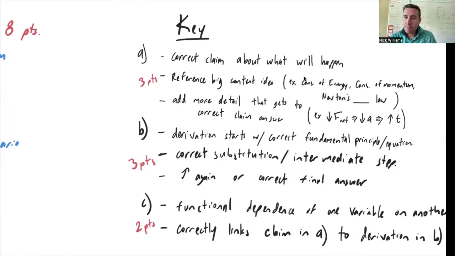Part B is your derivation. Like all your derivations, start with the correct fundamental principle or equation. If it tells you to start with one, start by writing out that equation. Even if it doesn't tell you to, start by writing out the big picture principle. Like U sub G equals K, conservation of energy, or sum of energy equals sum of energy. Energy is conserved. Then there's a correct substitution or a correct intermediate step. And then there's either another correct substitution or intermediate step or a correct final answer. But it's a 3-point derivation.